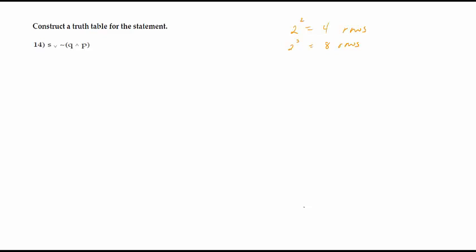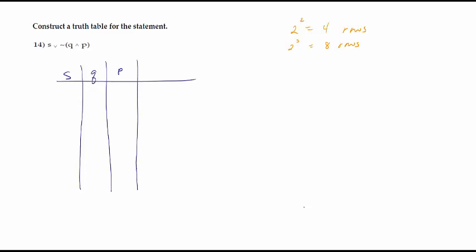Okay, so let me go ahead and start with my columns. I've got S, and then I'm going to have Q, and then I'll have P. All right, so when I'm setting this up, starting with S, I'm going to do half trues, so I'm going to have 4 trues, and then 4 falses.